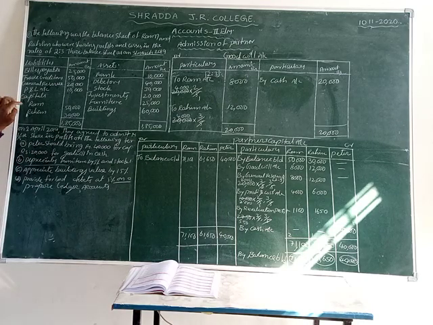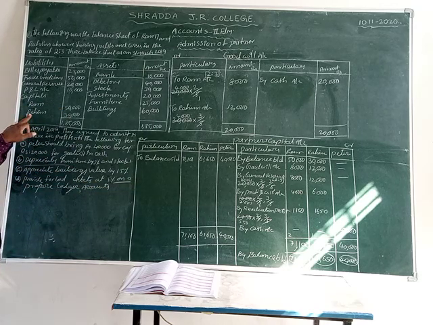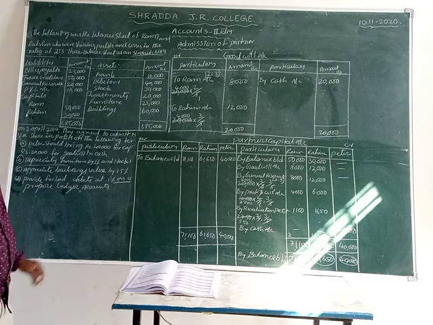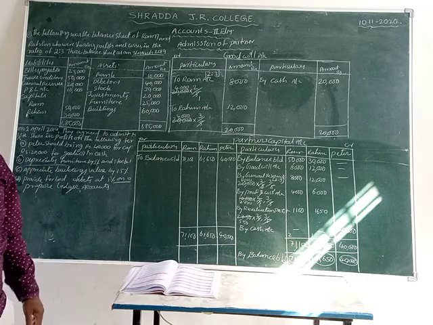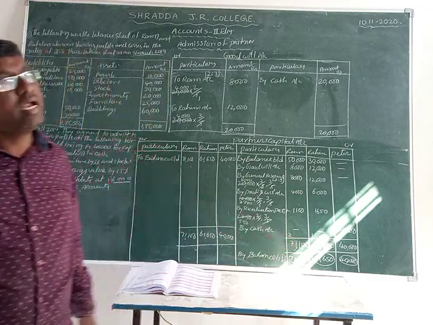Capitals we can take. Rahim's amount we don't take as 50,000. We take 71,100 for Ram, 61,650 for Rahim, and 40,000 rupees for Peter. So we can take those capitals to the new balance sheet.